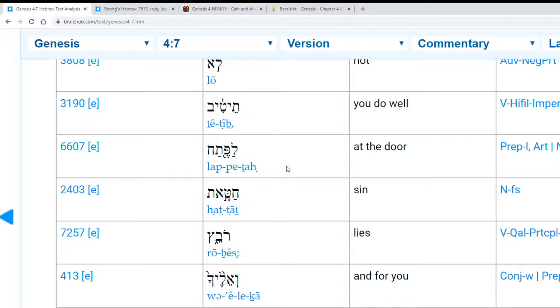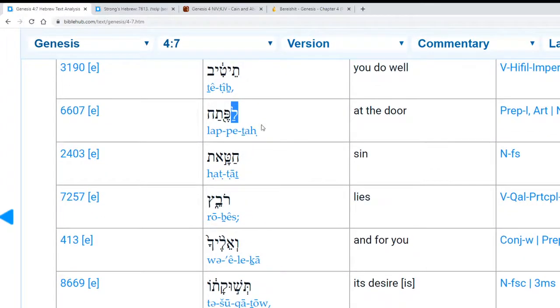lapetach chatat robetz. So interesting, how you're going to translate this. So the lamed here is the prepositional lamed. It is la petach, so there's the article there. Petach is opening, door, right? At the door. La petach. Chatat. So het, taf, aleph is sin. Okay? It is to sin.